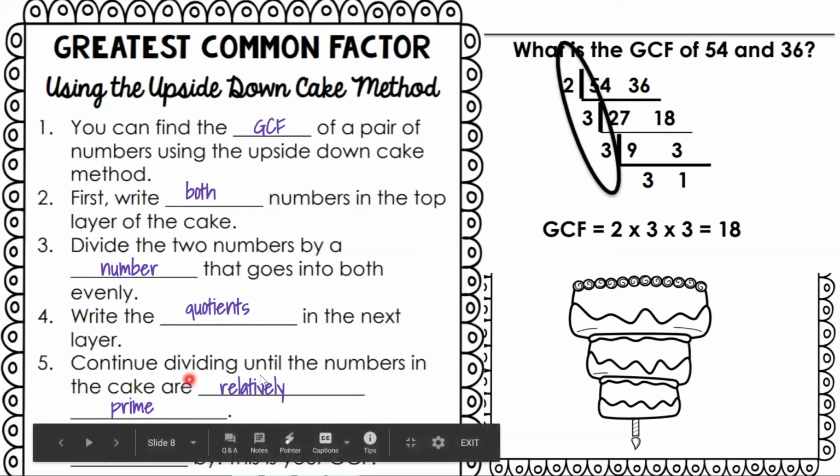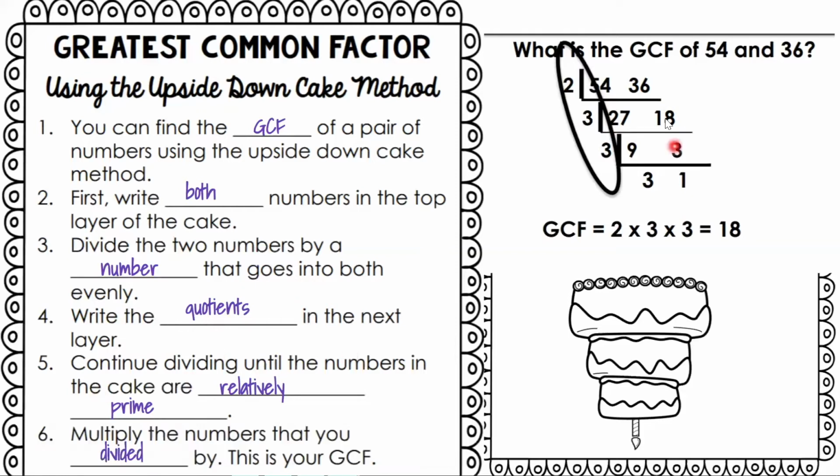And then you continue dividing. Continue dividing the numbers by the same number that goes into both evenly. So with 27 and 18, these can both be divided by 3. So you write 3 on the outside of the cake. And then you write the quotients down here. 27 divided by 3 equals 9. That's in the next layer of our cake.